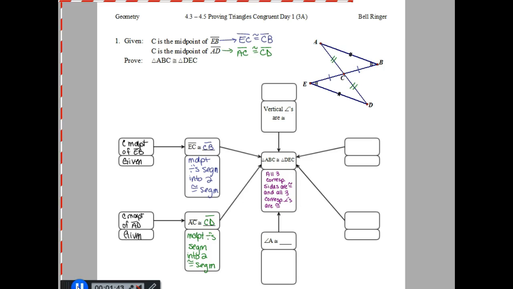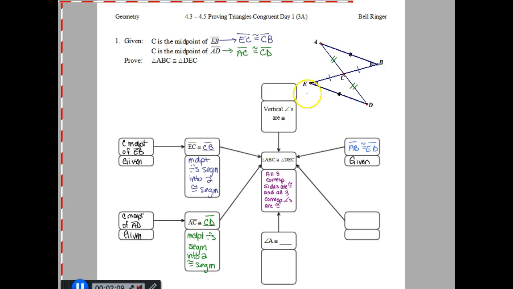So far, I've shown that 2 sets of sides are congruent. Why are the other set of sides congruent? It was given. So looking at the diagram, segment AB is congruent to segment ED. We have now shown that all 3 corresponding sides are congruent. Our next job is to look for the angles.